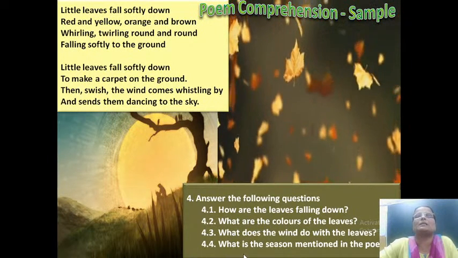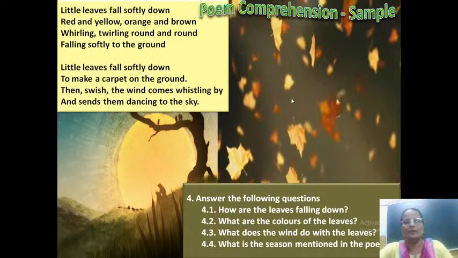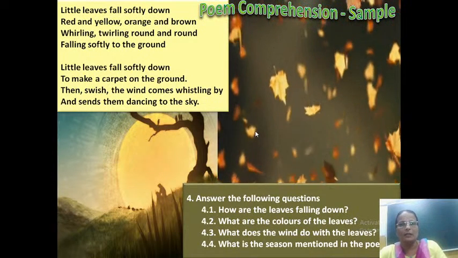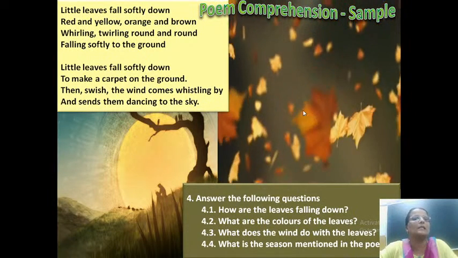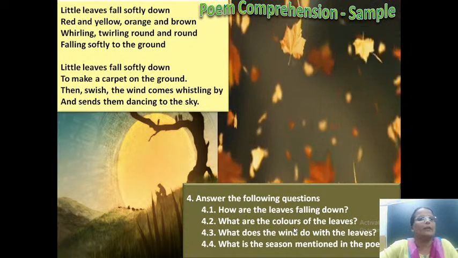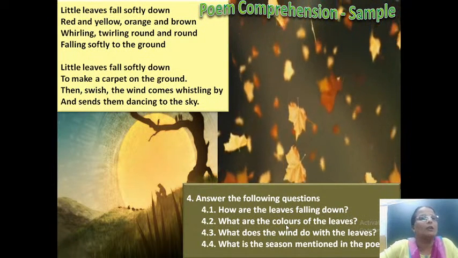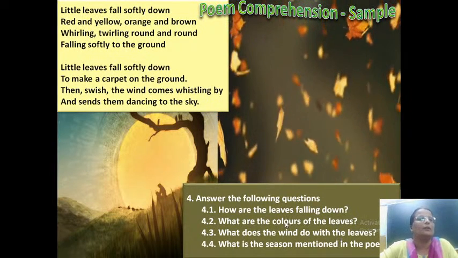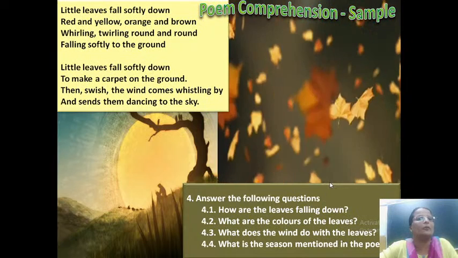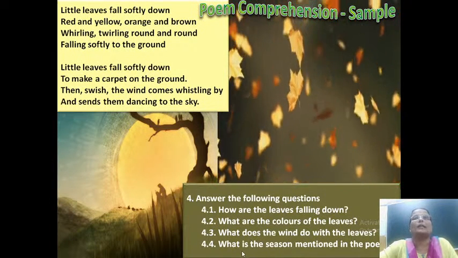Now what is the last question you see? What is the season mentioned in the poem? This is a general question to check your understanding. Leaves are falling down, so which season may it be? You know, we have summer season, rainy season, winter season, autumn season and spring season. In which season do the leaves fall down? Now the leaves started falling down. What is the season? You know, it is autumn season.